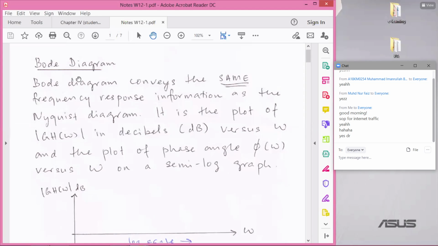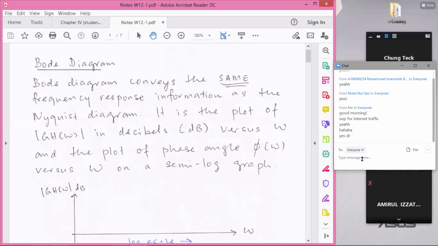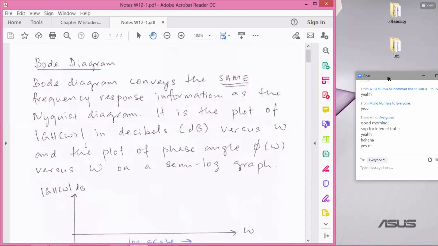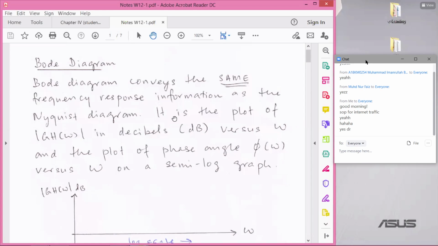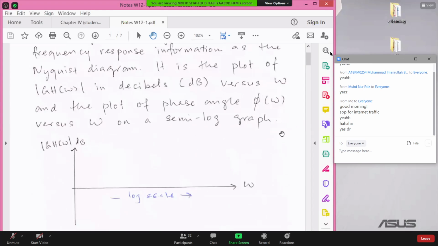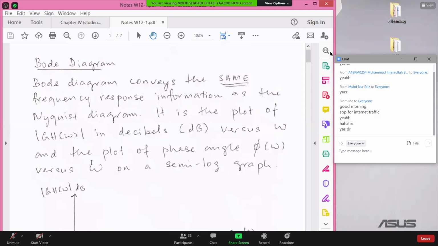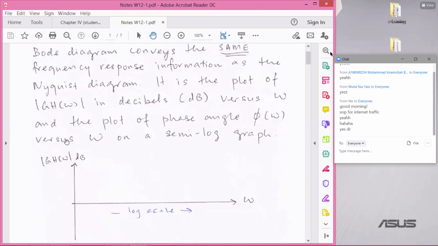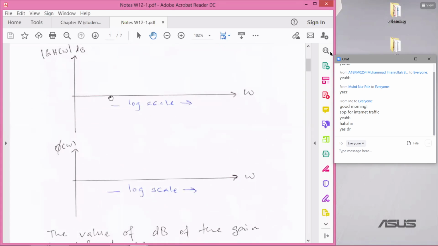So this is notes 12-1, Bode diagram. The Bode diagram conveys the same frequency response information as the Nyquist diagram. It is a plot of the magnitude of the open loop transfer function in decibel versus omega on one plot, and then there's a second plot. You have the phase angle versus frequency omega. So you're going to have two plots.